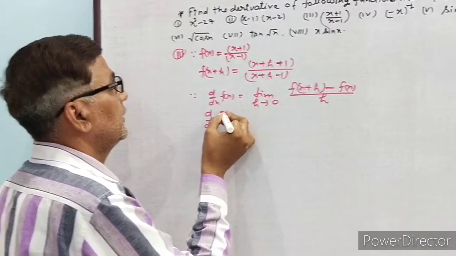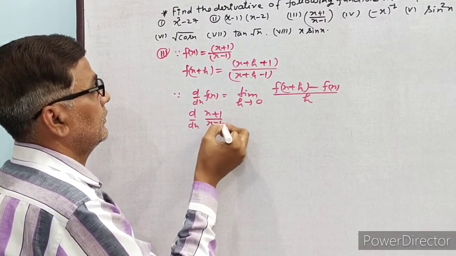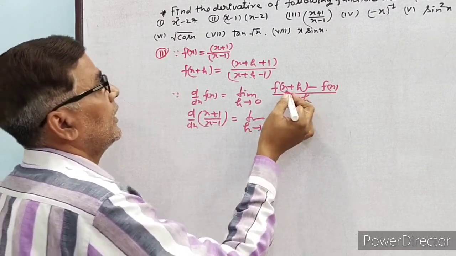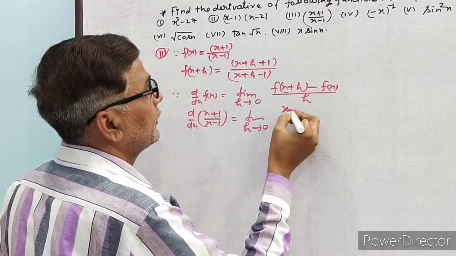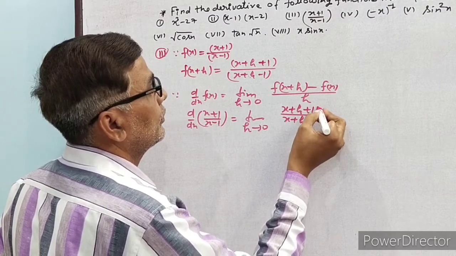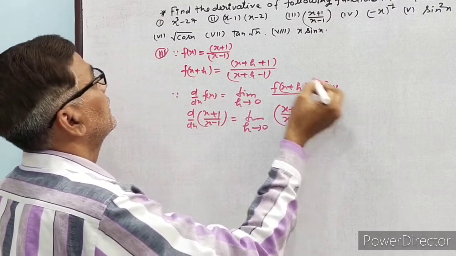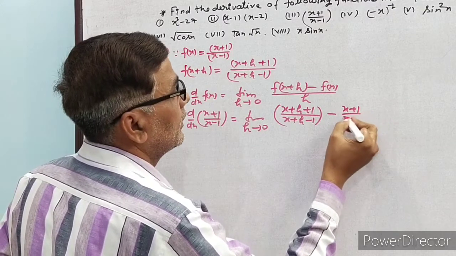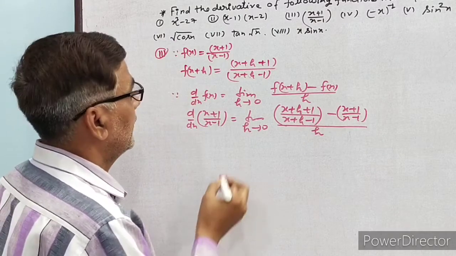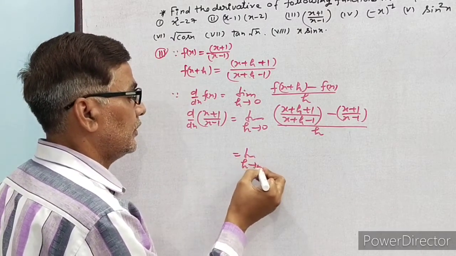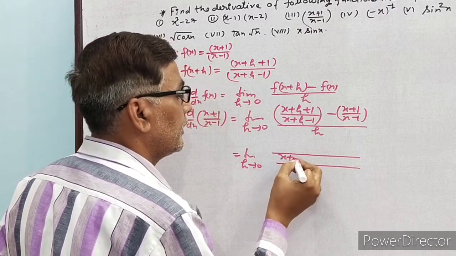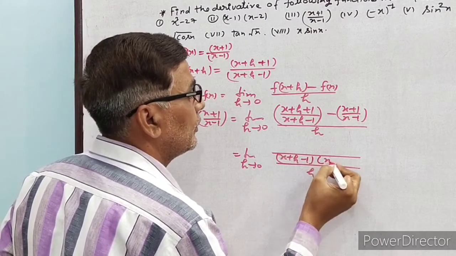Replace here f(x), limit h approaches 0. Here f of (x plus h) is (x plus h plus 1) upon (x plus h minus 1), minus f of x, which is (x plus 1) divided by (x minus 1), whole is divided by h. Now take the LCM, we have (x plus h minus 1) into (x minus 1).